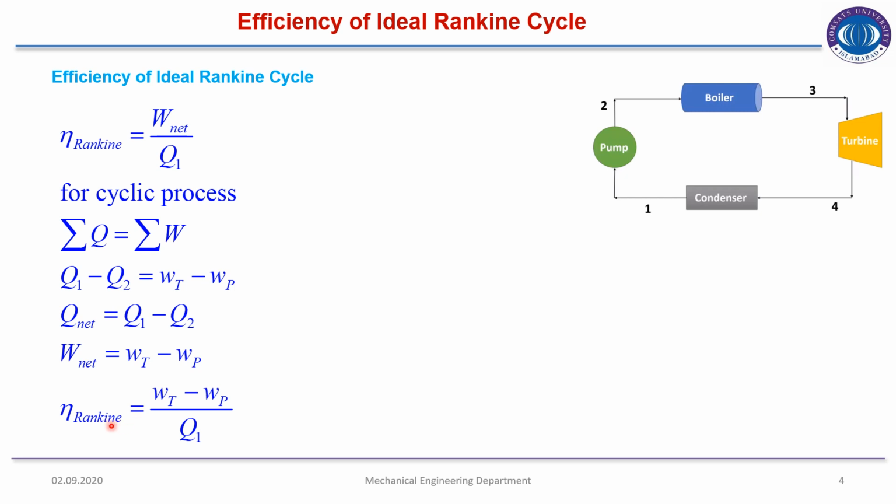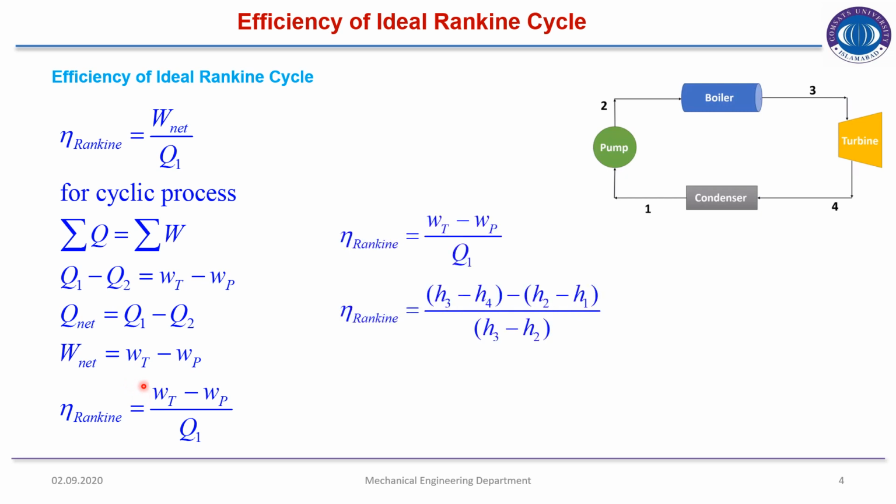So the efficiency of the Rankine cycle is W net, that is work done by the turbine minus work consumed by the pump. And Q1 is the amount of energy that is supplied in the process in the boiler through combustion. So Q1 is the amount of heat that is input, and the difference of turbine and pump work is the net work output. So the efficiency relation is Wt minus Wp over Q1.